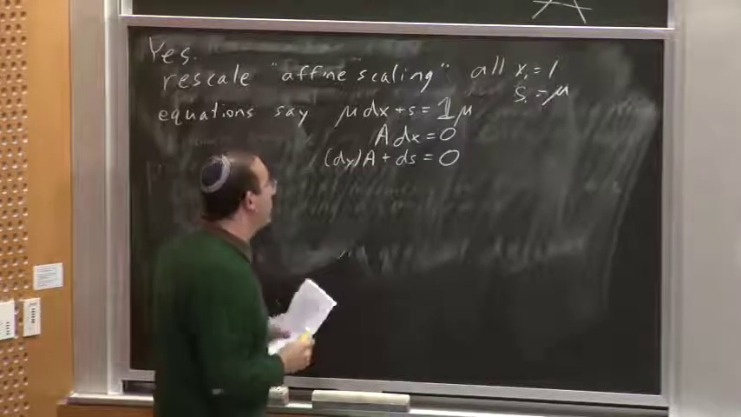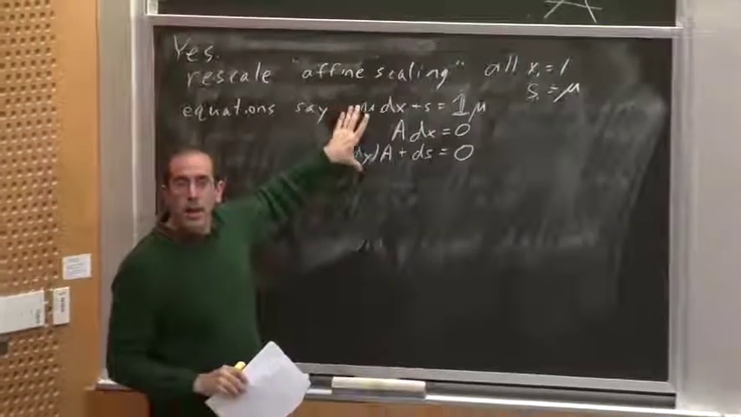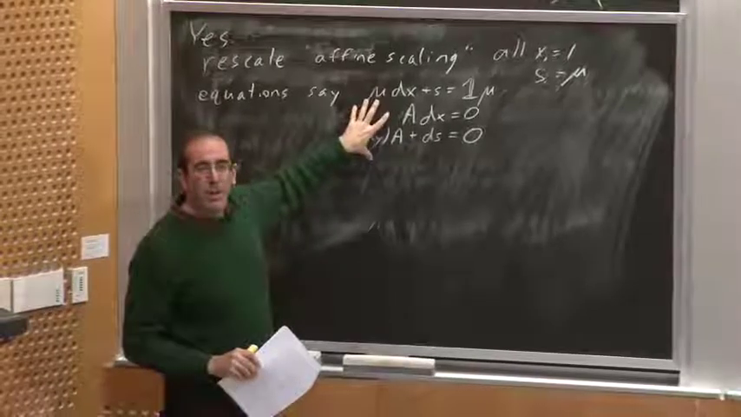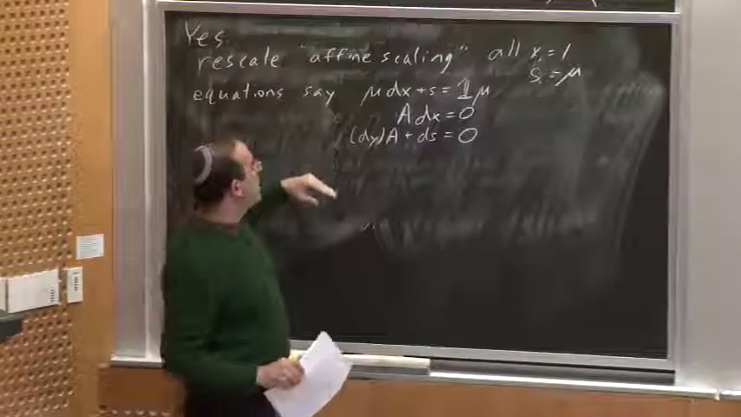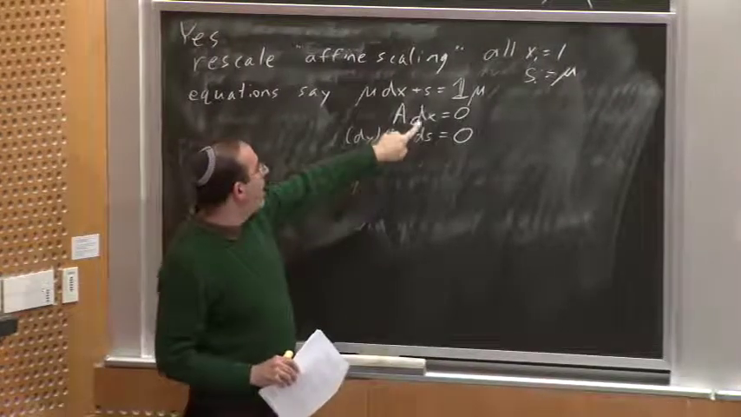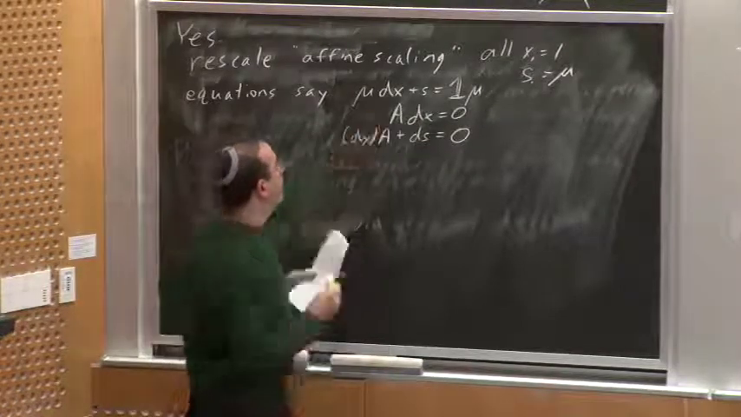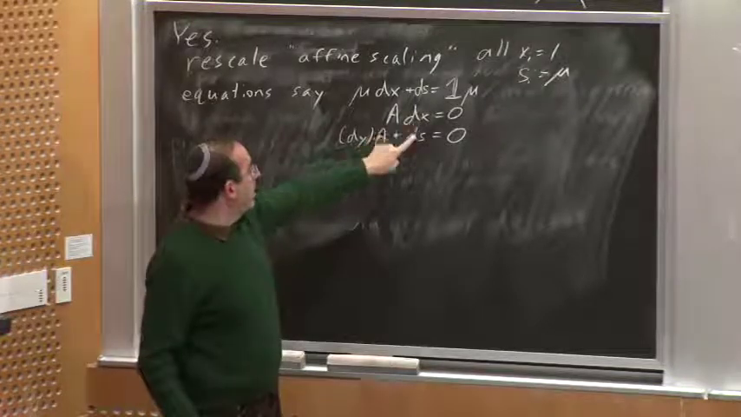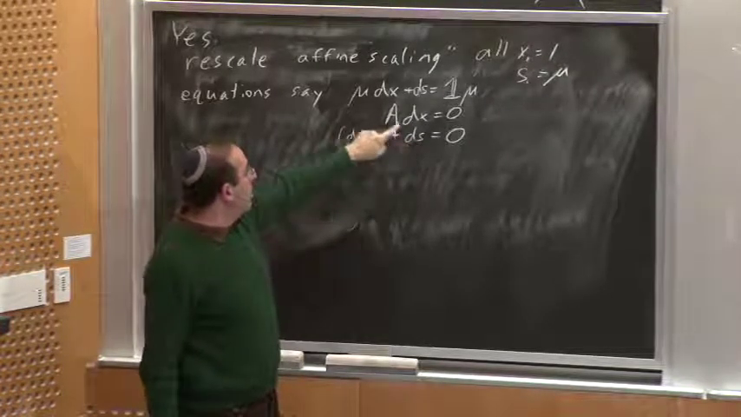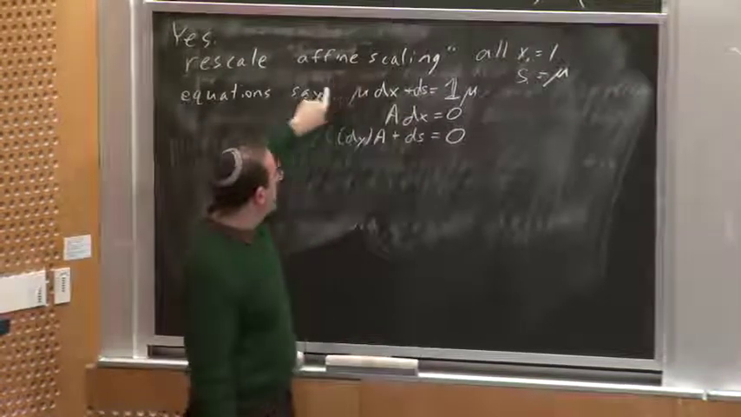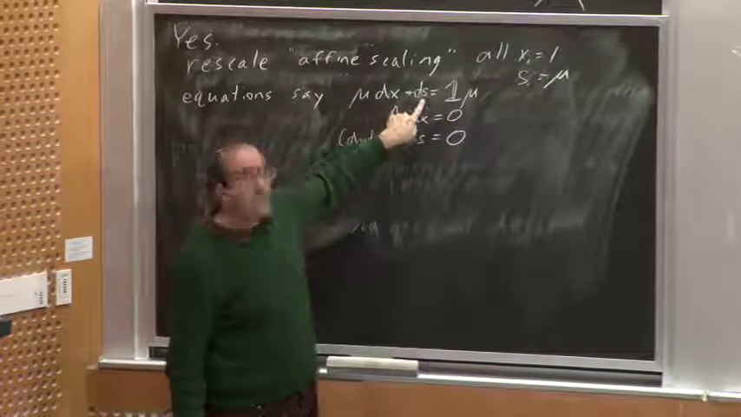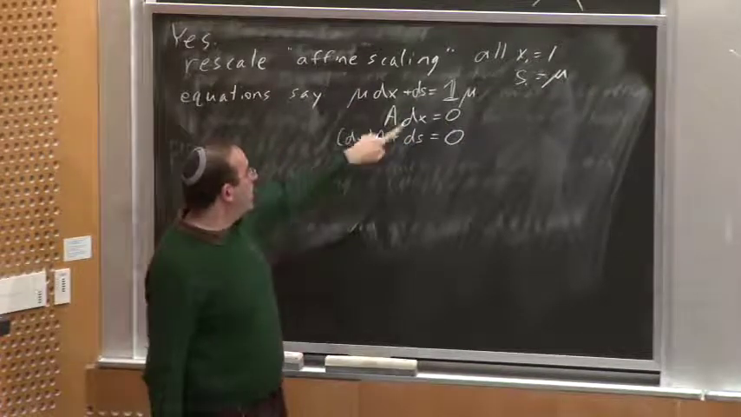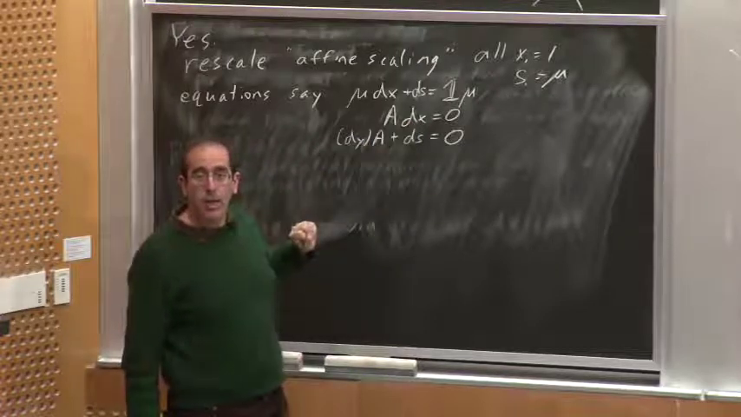Okay. Plus ds is equal to 0. So this isn't a simple problem in disguise, right? Because notice that here we have our dx. This is a ds, not an s. So here we have our dx, and here we have our ds. So we're basically taking this vector, mu dx plus ds, and splitting it up into two parts: its dx part and its ds part.